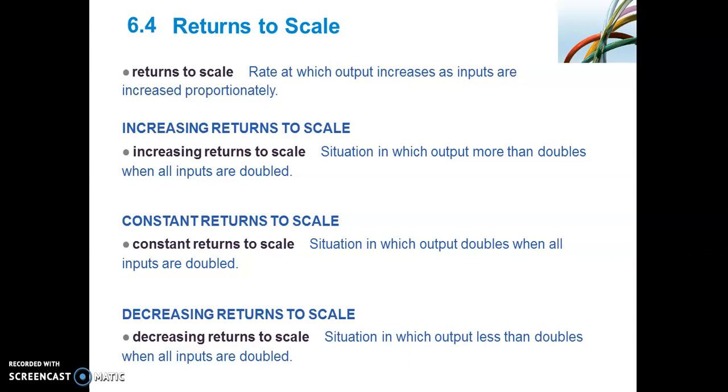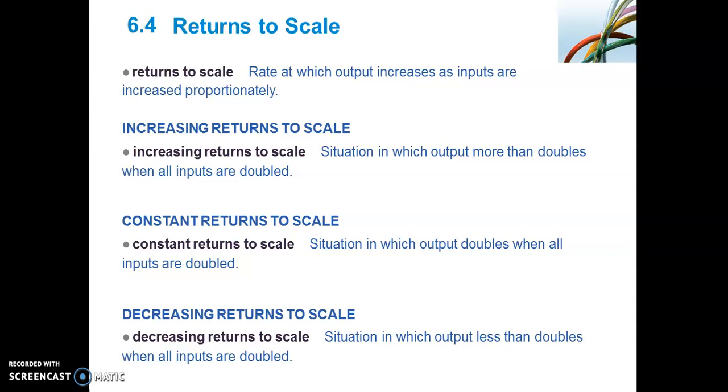Now, with increasing returns to scale, that is a scenario where your output more than doubles when inputs double, right? So think about it. You're doubling your input. So you double your capital, you double your labor. What happens to output? Output more than doubles. So that is a scenario of increasing returns to scale. And that is where you see the productivity of your factors increasing.